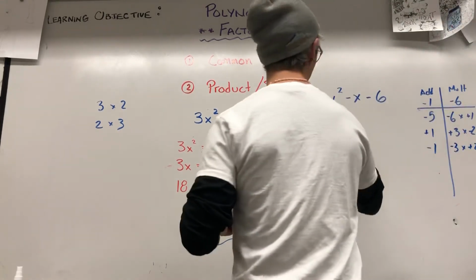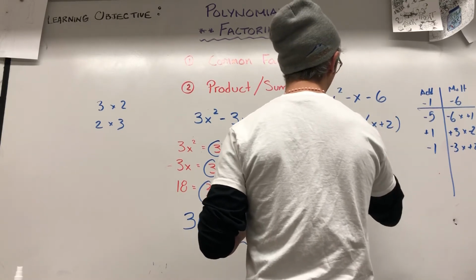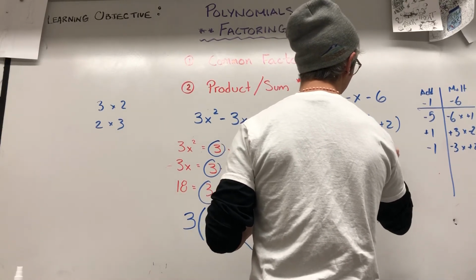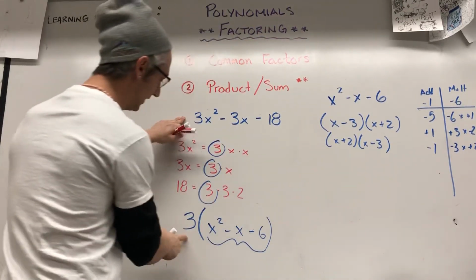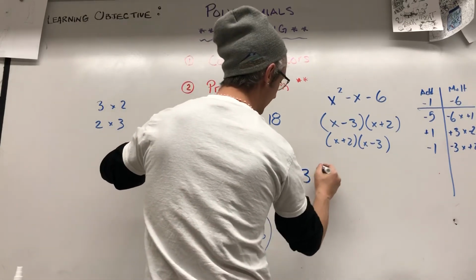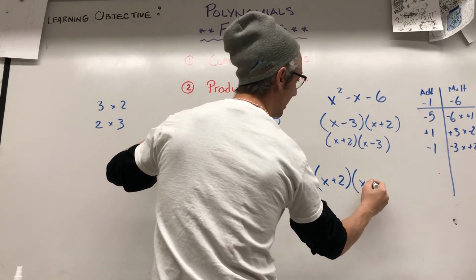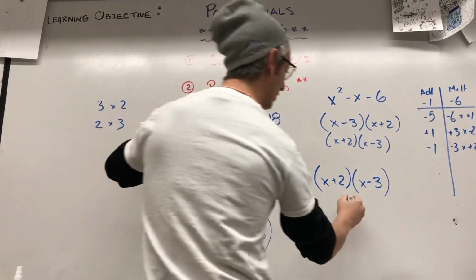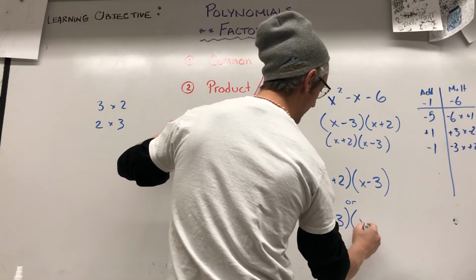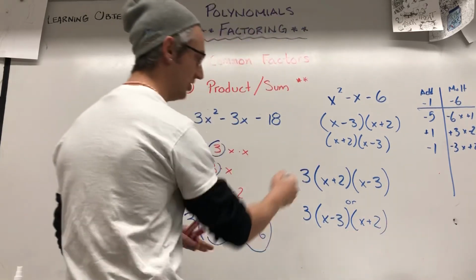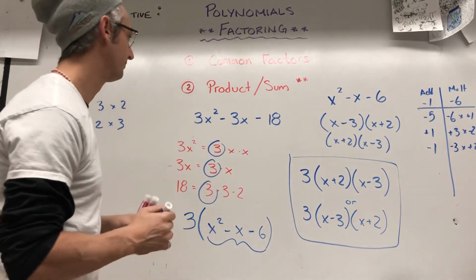So I can break this part into x minus 3, x plus 2, or x plus 2, x minus 3. Therefore, this completely factored, I have to remember that I have this 3 in front, is written as 3 times x plus 2 times x minus 3. Or 3 times x minus 3 times x plus 2. Just changing the order. Okay, so that's when we combine our common factors with our product sum.